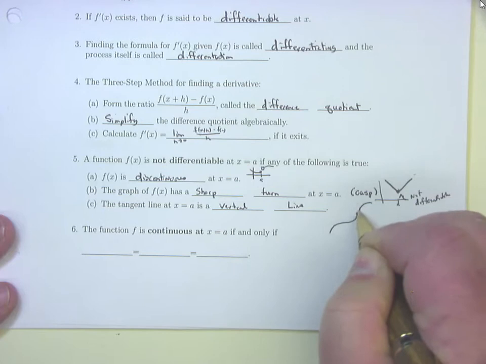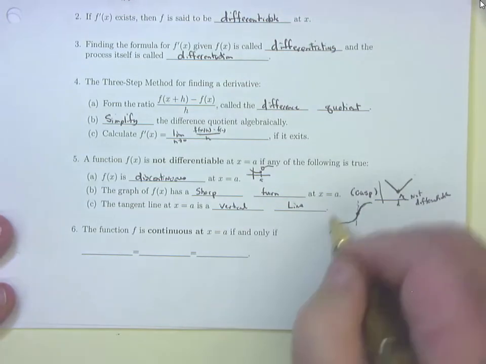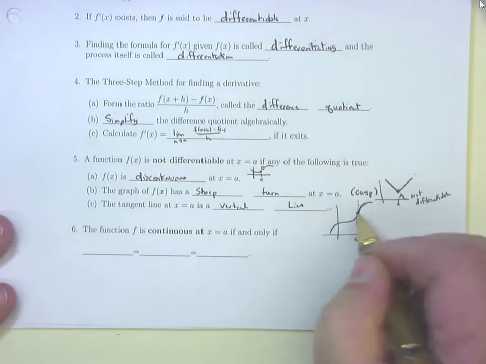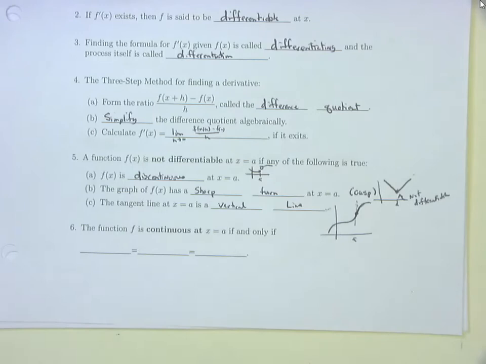See that point right there? It's got that vertical tangent line. So I'm trying to exaggerate it there a little bit. That point right there at x equals a, that derivative does not exist. If you've got a vertical tangent line, if it goes vertical on you, in terms of the sloping, the derivative won't exist there. Does that make sense? Because the derivative is a formula for the slope of the tangent line.